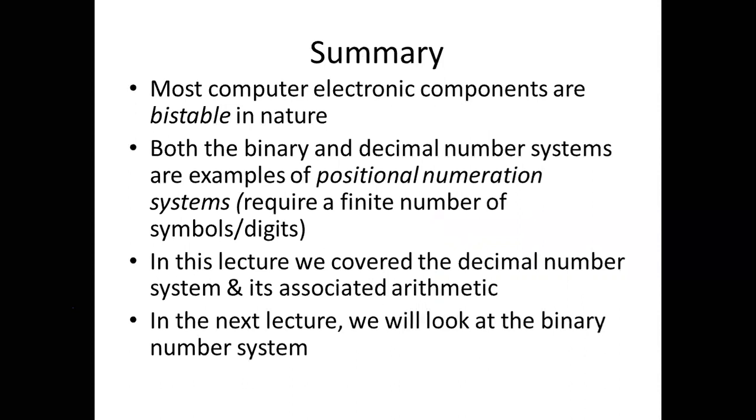So we have seen that most electronic computer components are bistable in nature, and we have seen that both the binary and decimal number systems are examples of positional numeration systems, meaning that they require a finite number of symbols or digits. In this lecture, we covered the decimal number system and its associated arithmetic. In the next lecture, we are going to look at the binary number system, where we are going to dwell for some time.